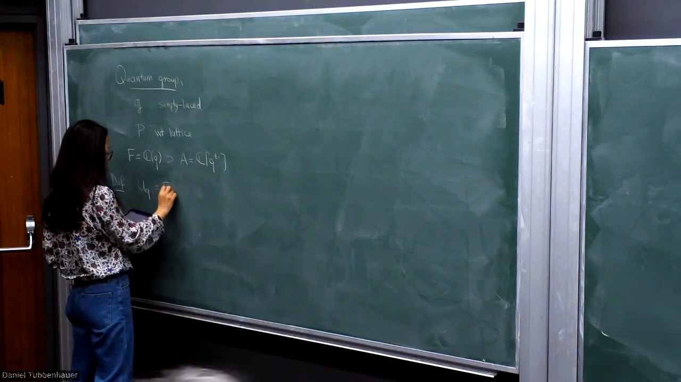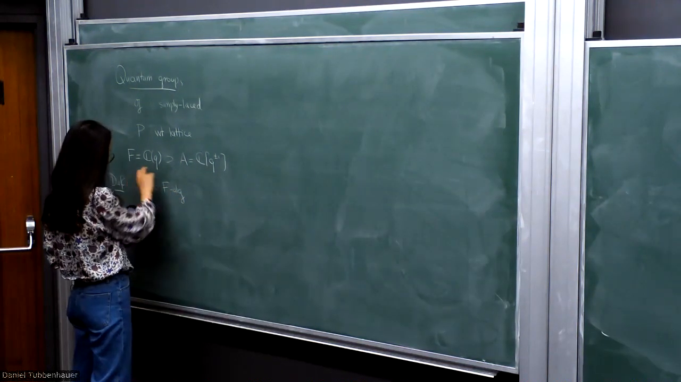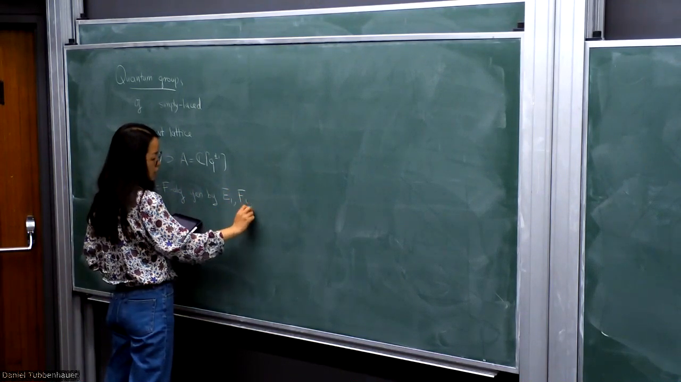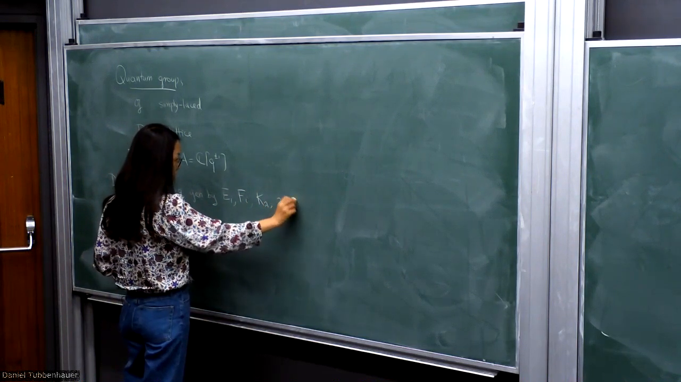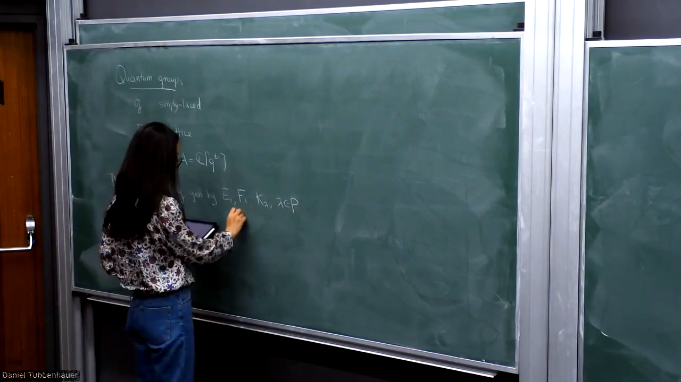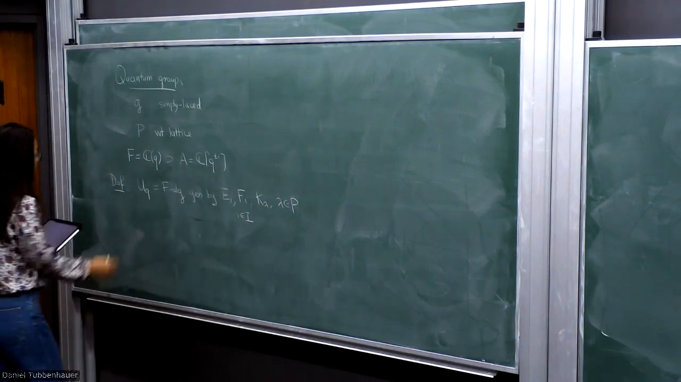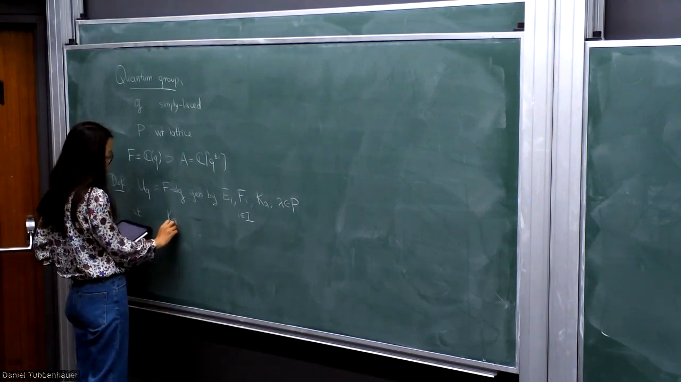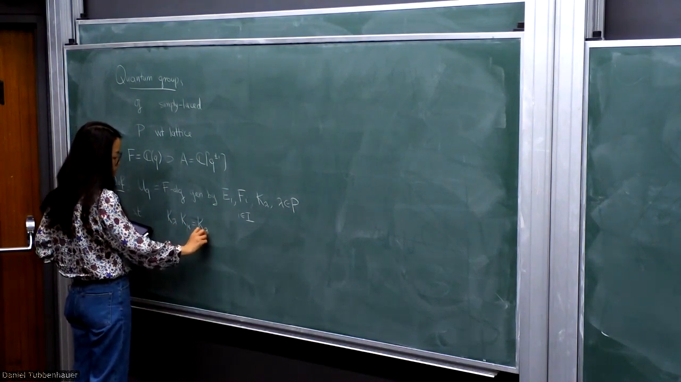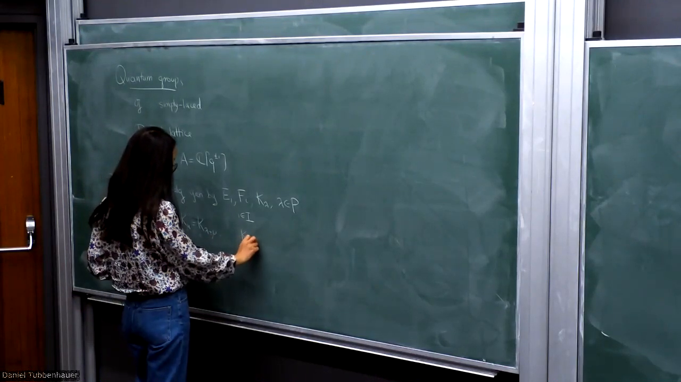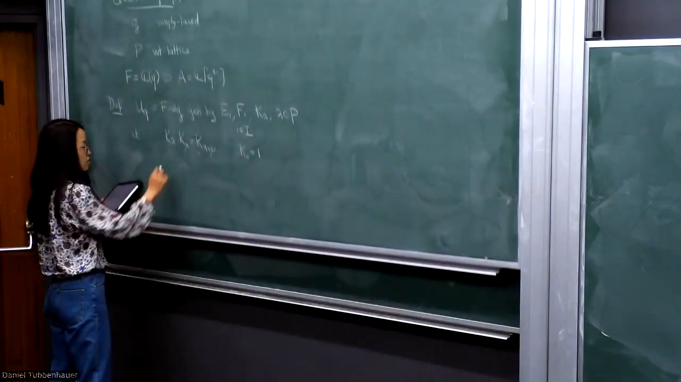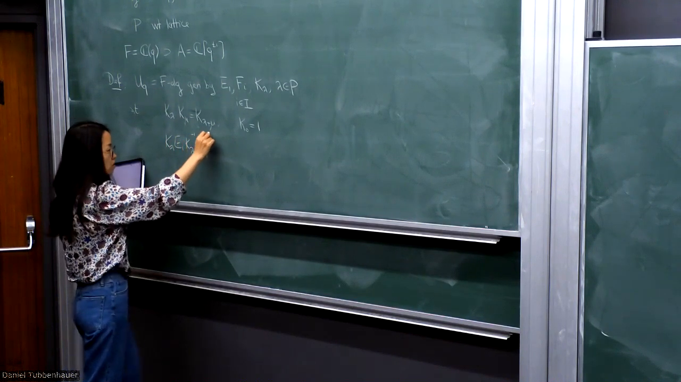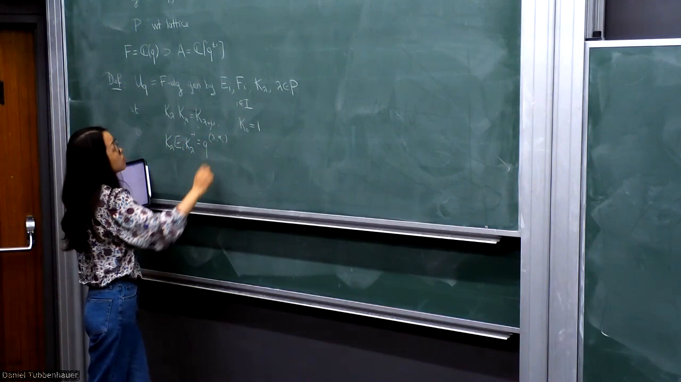So it can be defined by presentation. It's the F-algebra generated by E_i, F_i, and K_lambda, where lambda is in P, and i is indexed by simple roots. And there are some relations, for example, K_lambda times K_mu is K_(lambda+mu), and K_0 is identical to the unit. And then you have K_lambda E_i K_lambda inverse is q to the power of (lambda, alpha_i) E_i.